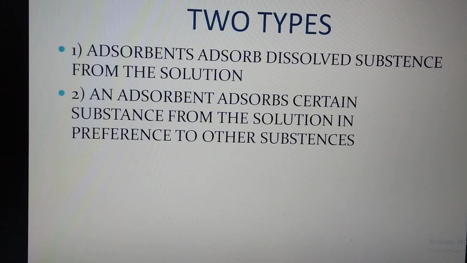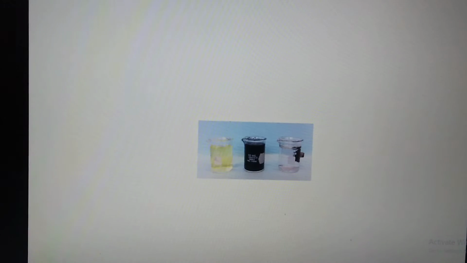Okay guys, next we will move to the second point. The adsorbent also adsorbs certain substances from the solution in preference to other substances. For example, charcoal adsorbs non-electrolytes more readily than electrolytes from the solution. Another example is alumina, which adsorbs electrolytes more readily than non-electrolytes from the solution. Charcoal and alumina are opposite: charcoal adsorbs non-electrolytes more readily than electrolytes, and alumina adsorbs electrolytes more readily than non-electrolytes.